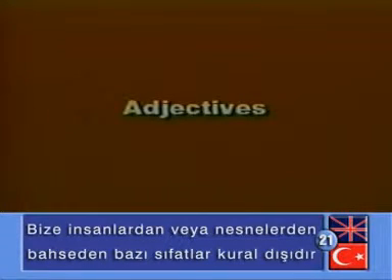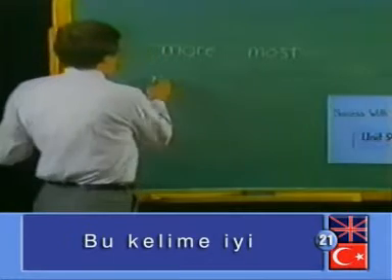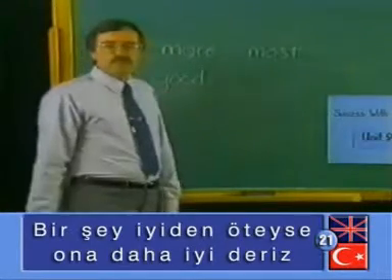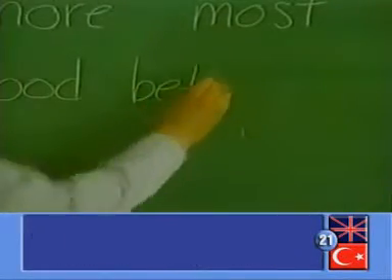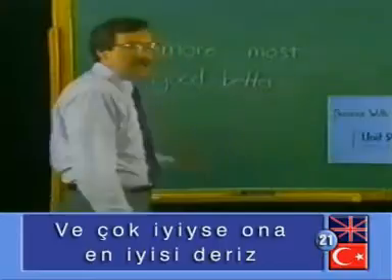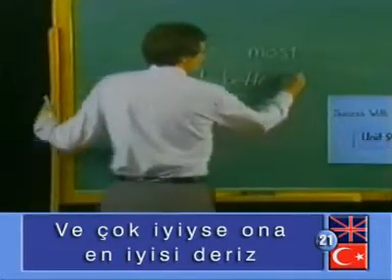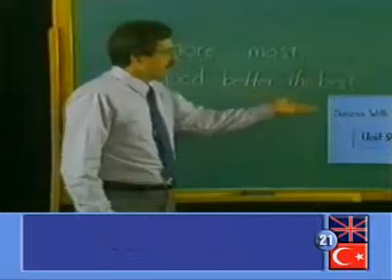Some adjectives, words that tell about things or people, are irregular. They really change when you start comparing. This word is good. If something is more than good, we call it better. And if it's really good, we call it the best. Good, better, the best.